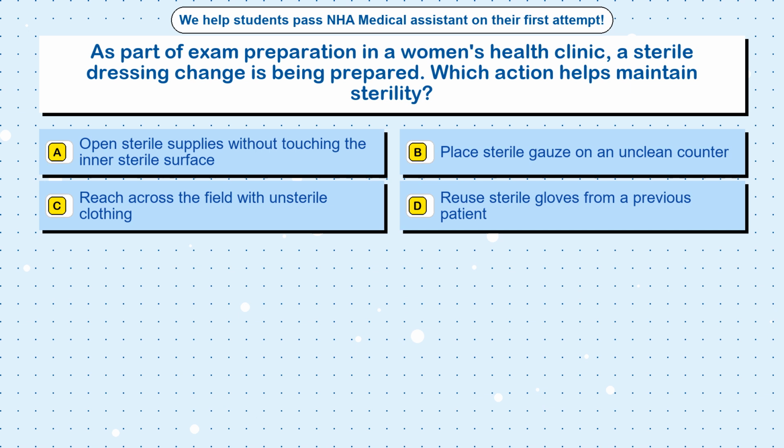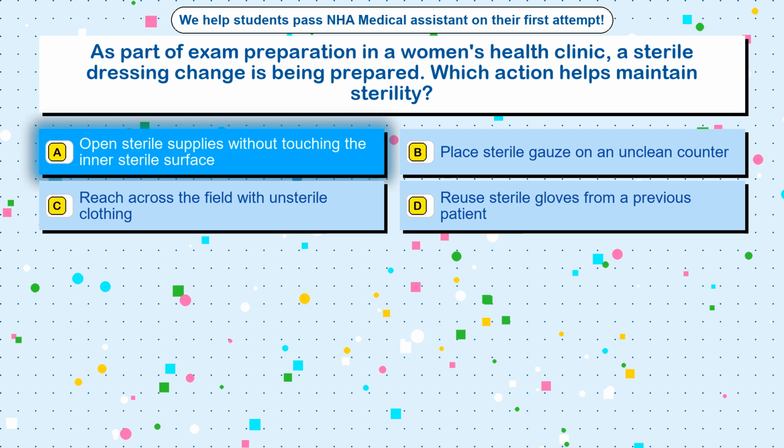Question 79. As part of exam preparation in a women's health clinic, a sterile dressing change is being prepared. Which action helps maintain sterility? Option A. Open sterile supplies without touching the inner sterile surface. Option B. Place sterile gauze on an unclean counter. Option C. Reach across the field with unsterile clothing. Option D. Reuse sterile gloves from a previous patient.